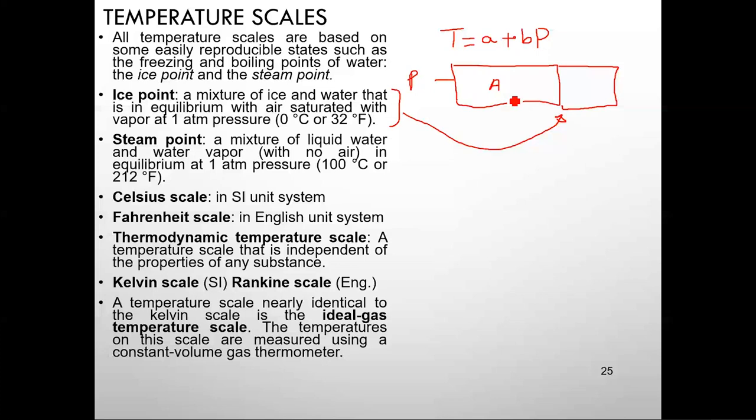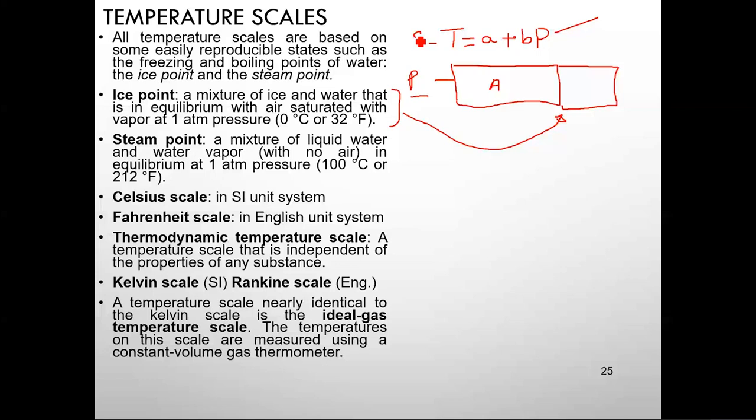So, you will have a pressure reading on this pressure gauge corresponding to the ice point. Clear? That pressure is known to you, and you will assign the temperature value to be zero to this point. Clear enough? So now you have a pressure value and a temperature value corresponding to this ice point.